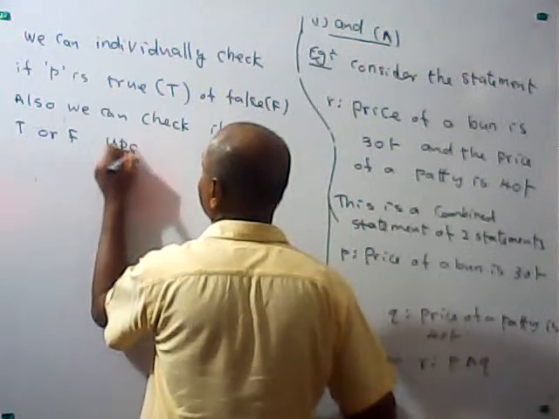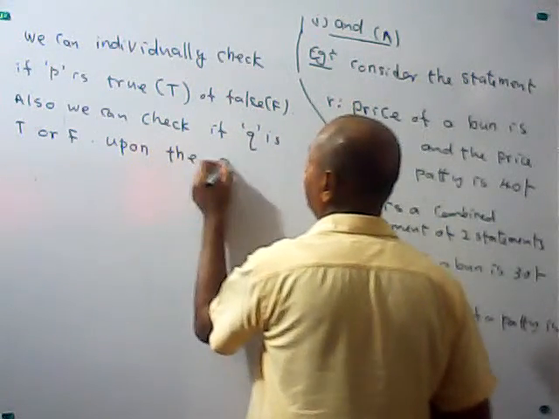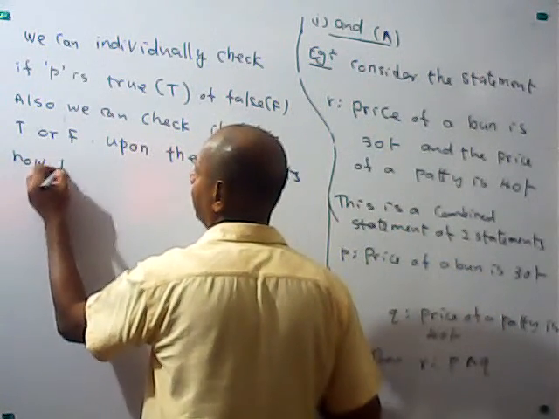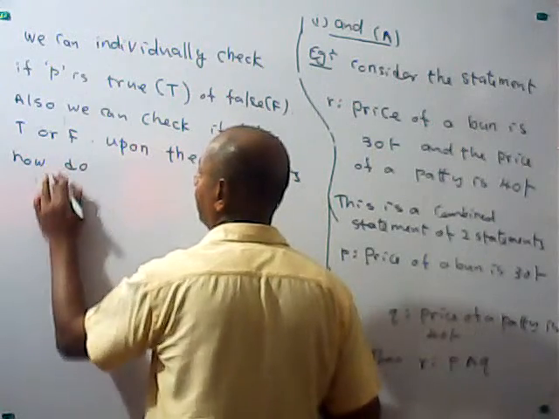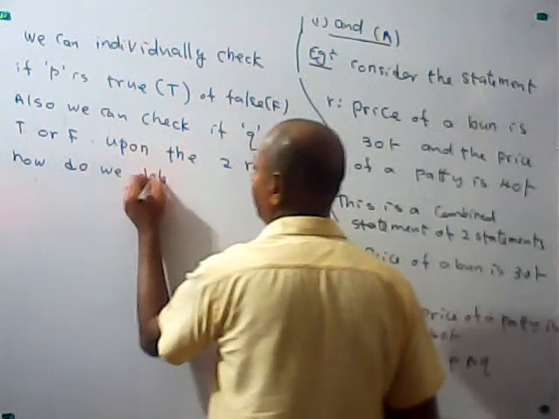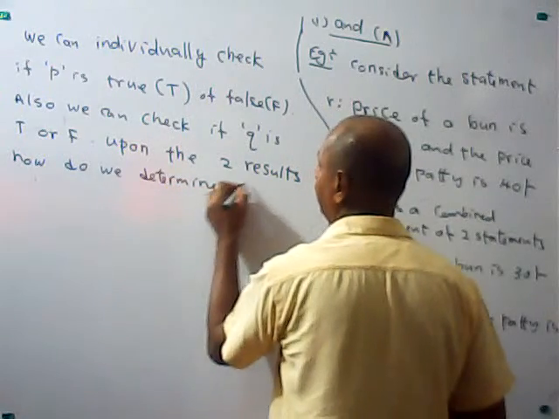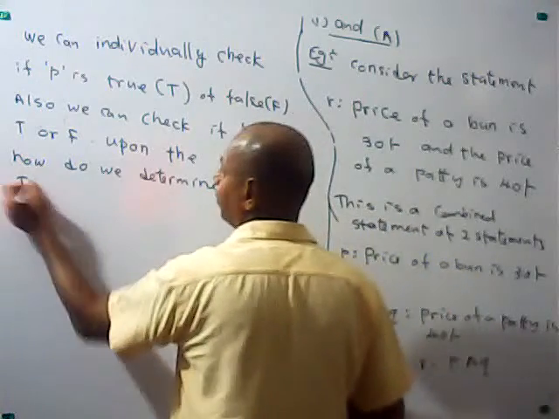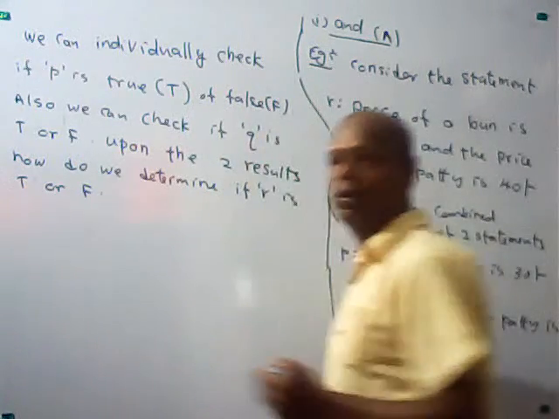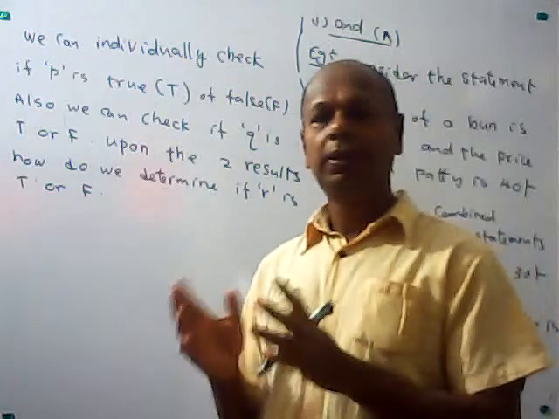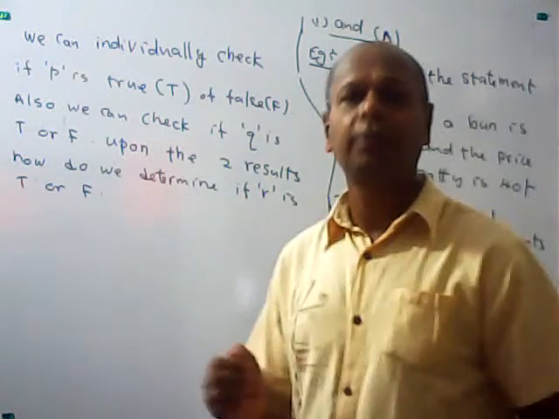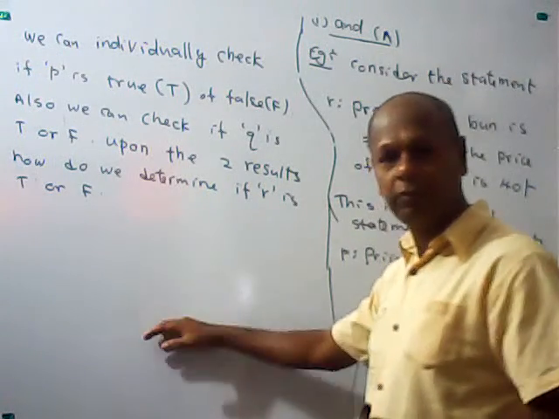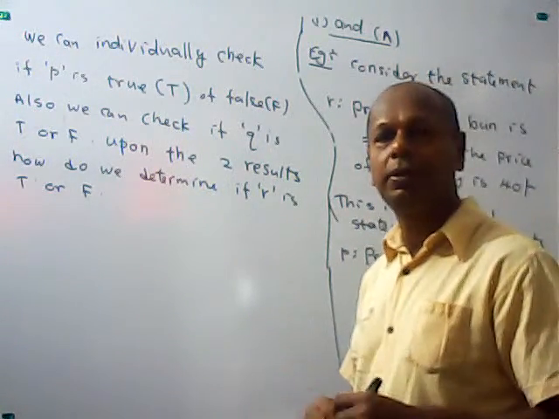Based on the two results, how do we determine if R is true or false? In short, how the validity of P and the validity of Q affect the validity of R. That's what we are going to check now. We will explain it with a table, what you call the truth table.